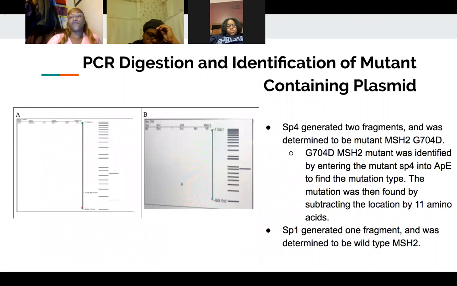SP4 generated the 2 fragments and was determined to be the mutant MSH2 G704D. The G704D MSH2 mutant was identified by entering the mutant SP4 into the APE simulation to find the mutation type. Then the mutation type was found by subtracting the location by 11 amino acids, giving us G704D. SP1 was determined to be the wild type MSH2 because it generated 1 fragment.